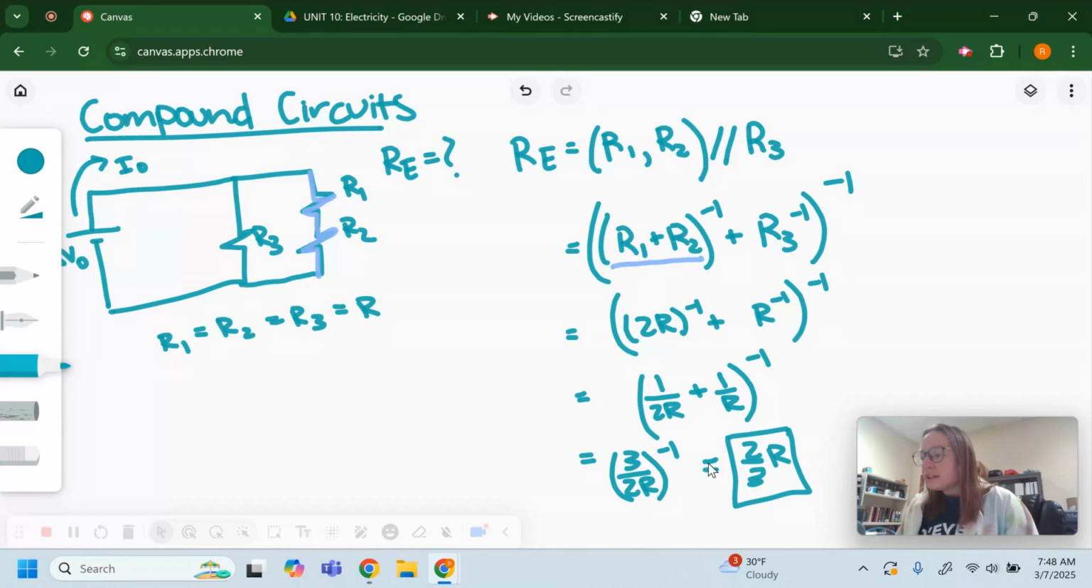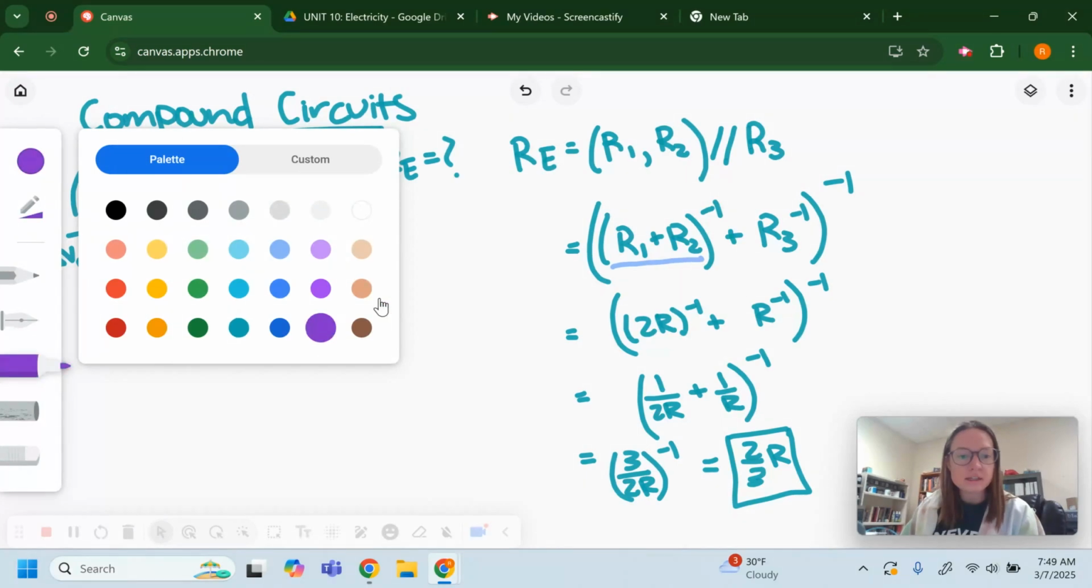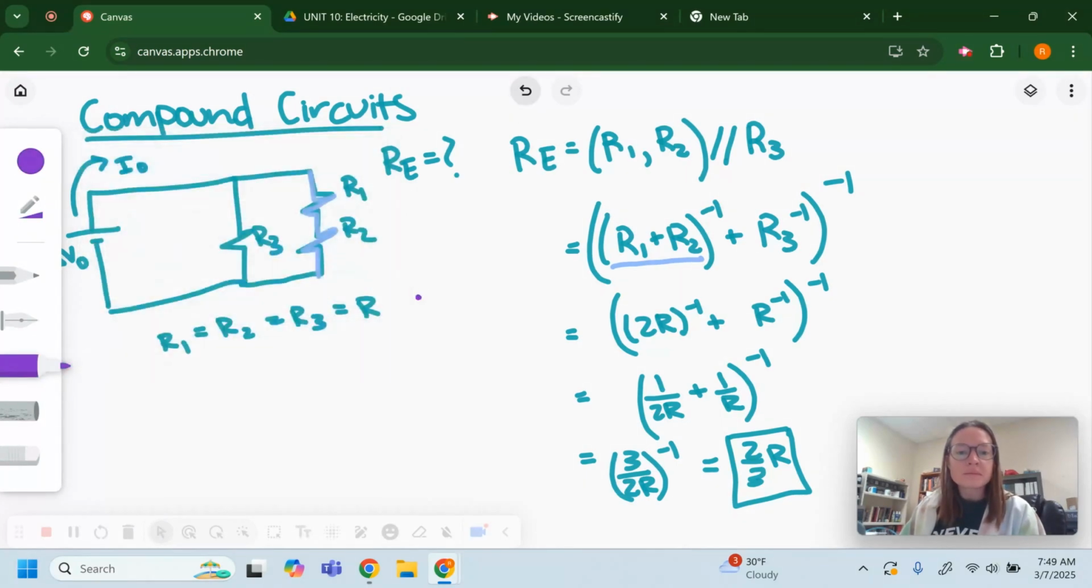A few things to note here. I just want to point out a few things that are going to help us solve the next circuit. So I'll do that in purple. Right here and here, sometimes I like to choose points on a compound circuit and label them. I'll label this one A and this one B because I can show different things between these points.